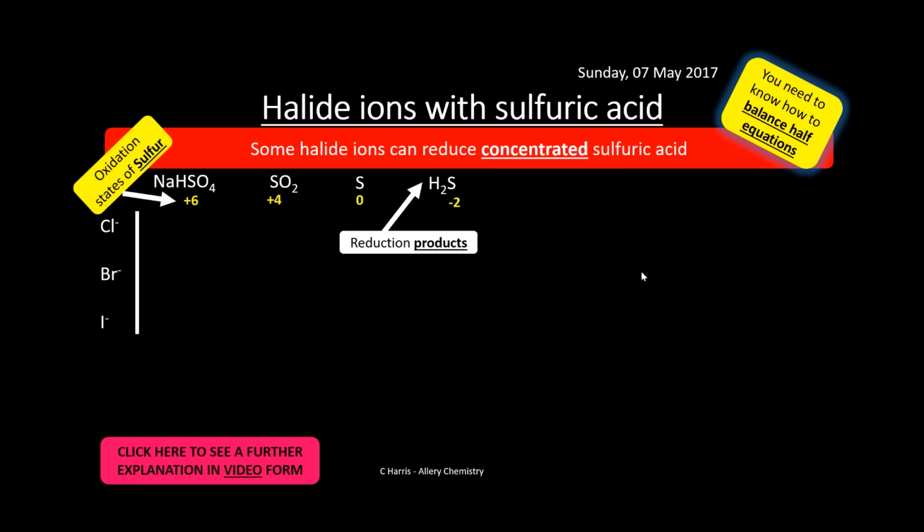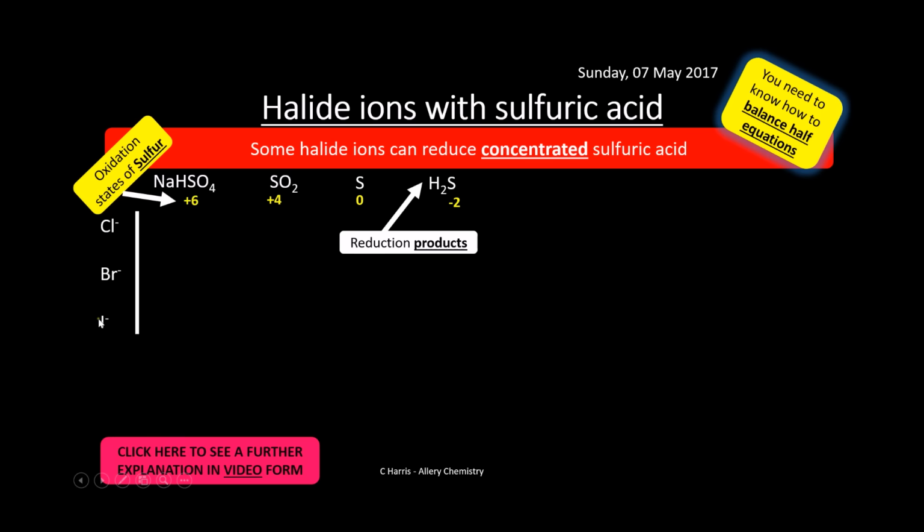Basically what I've done is I've written my reduction products of sulfuric acid on the top row. The only one which isn't a reduction product is this one, sodium hydrogen sulfate. But these ones are reduction products, and I'll come on to these in a minute. Then I've looked at sulfur, because sulfur is the key element here, and I've written the oxidation state of sulfur underneath. So we've got +6 here, +4, 0, and -2.